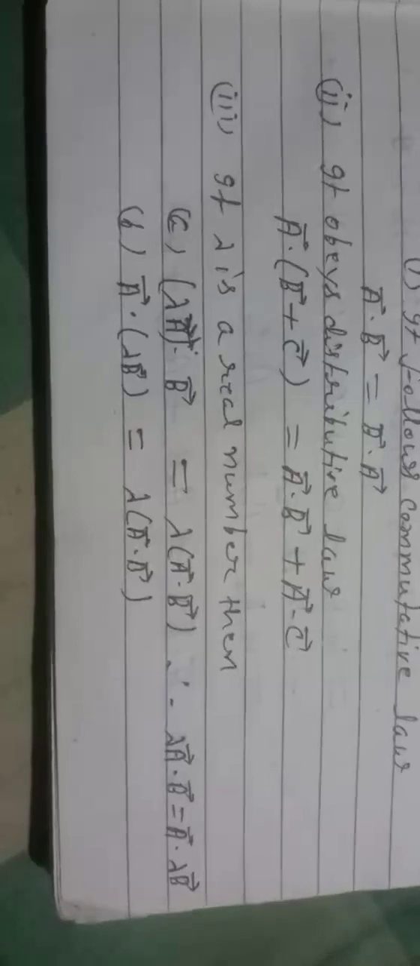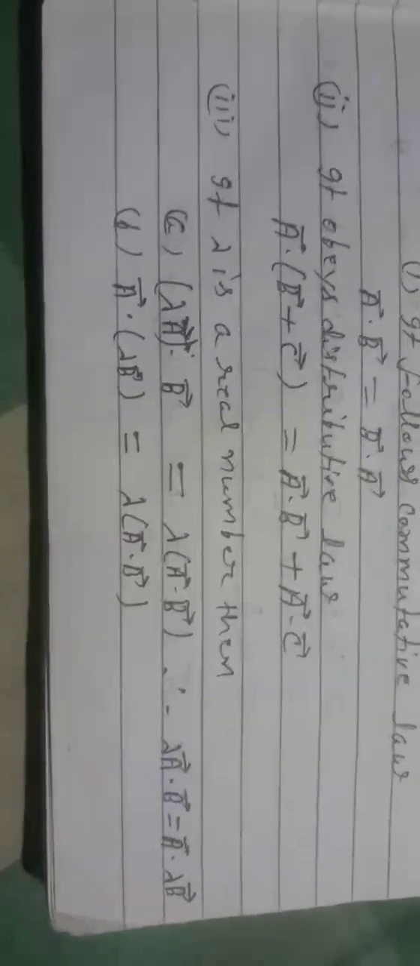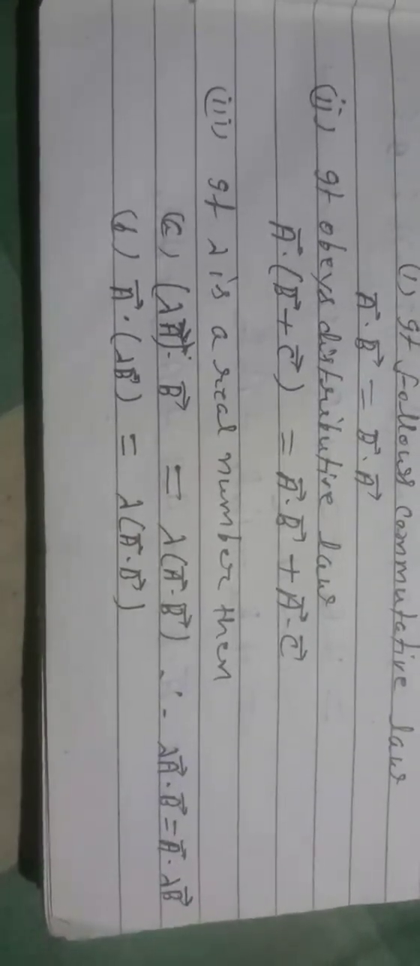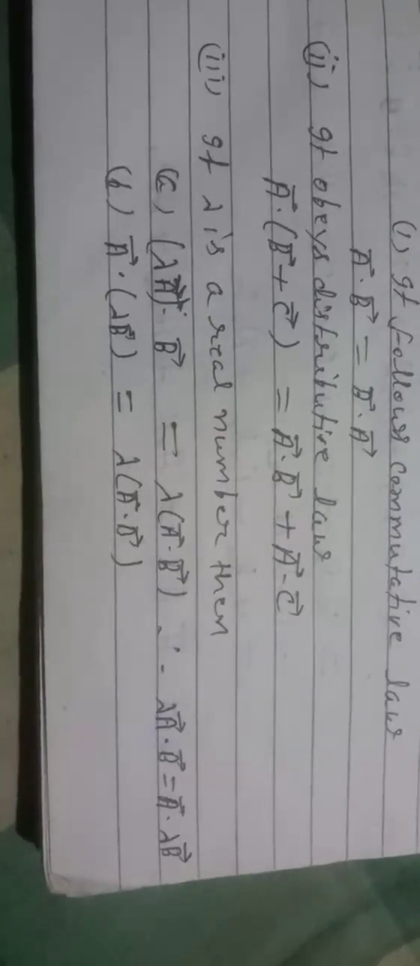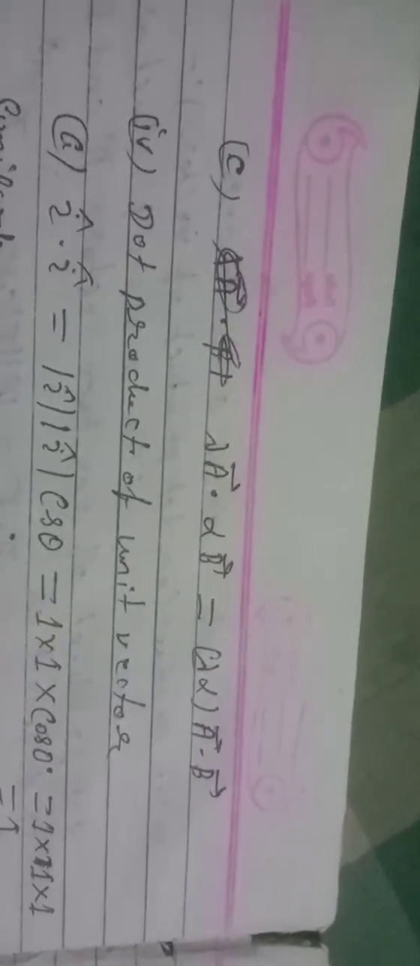Third, if lambda is a real number, then (lambda into A vector) dot B vector equals lambda into (A dot B). Hence, lambda A vector dot B vector equals A vector dot lambda B vector. B, A dot (lambda B vector) equals lambda into A dot B vector. C, lambda into A vector dot alpha into B vector equals lambda into alpha into A dot B.